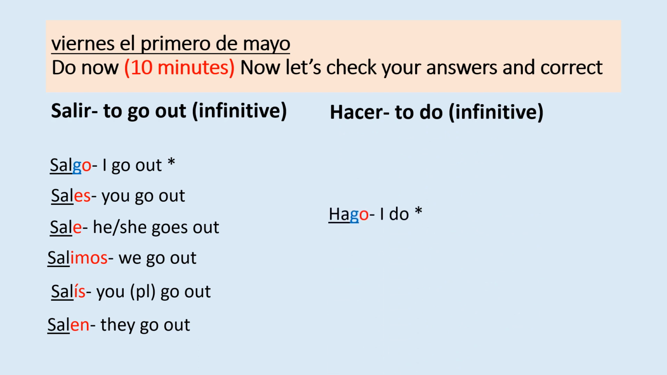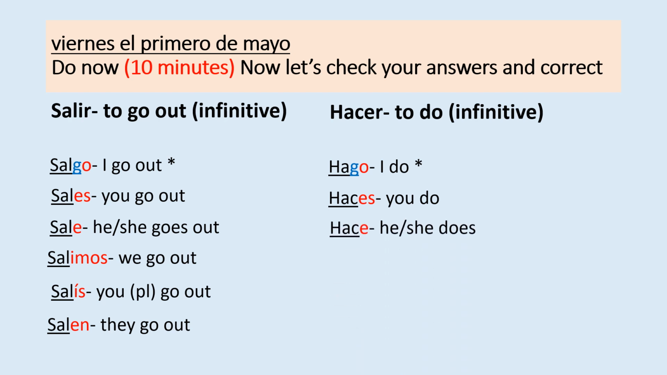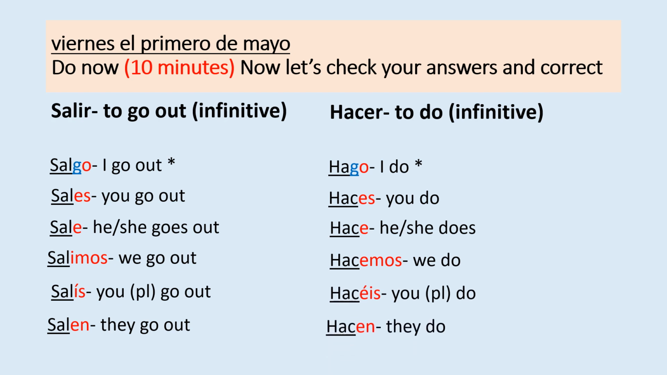Muy bien. Hacer, to do, the infinitive. Hago, I do, which was the irregular part. Haces, you do. Hace, he, she does. Hacemos, we do. Hacéis, you plural do. And don't forget the accent there again on the E. And hacen, they do. Okay, pause now to check that's correct and make any alterations to your work.